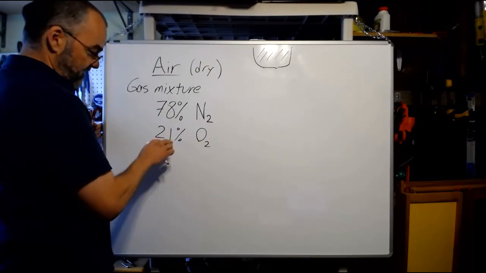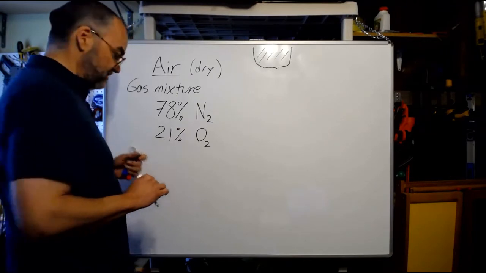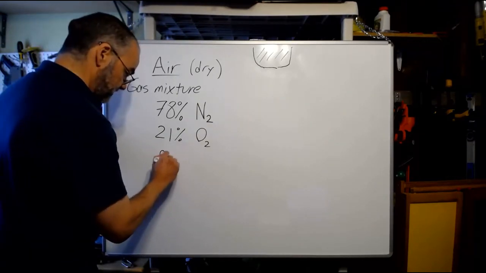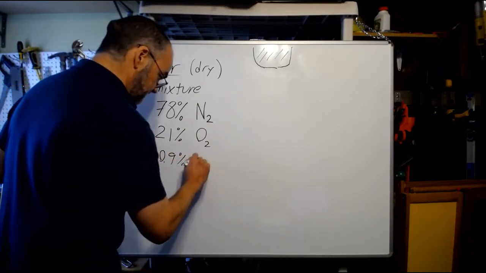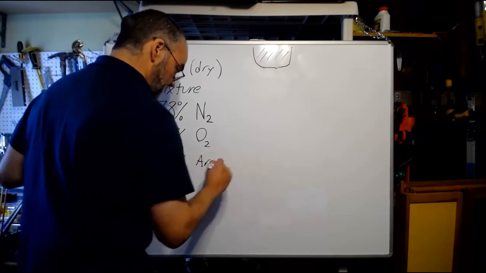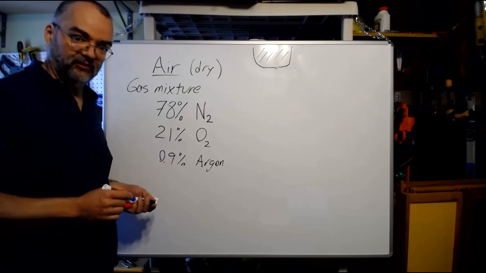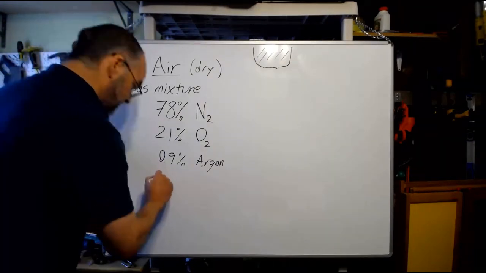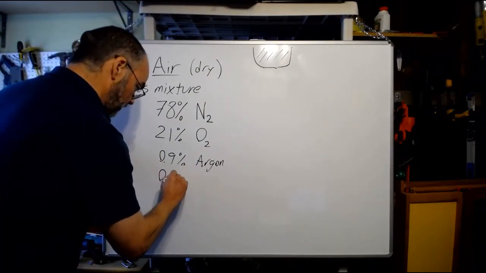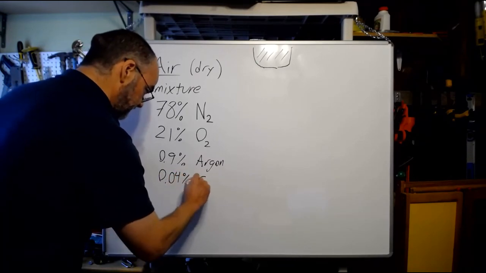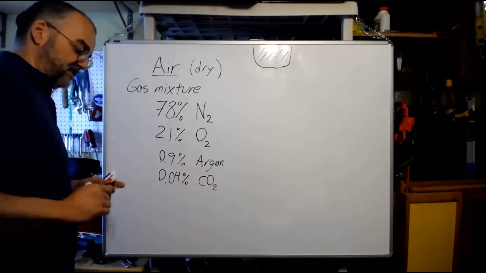Nitrogen and oxygen add up to 99%. Of the rest, about 0.9% is the noble gas argon, which does nothing at all for us. Then there's about 0.04% carbon dioxide.